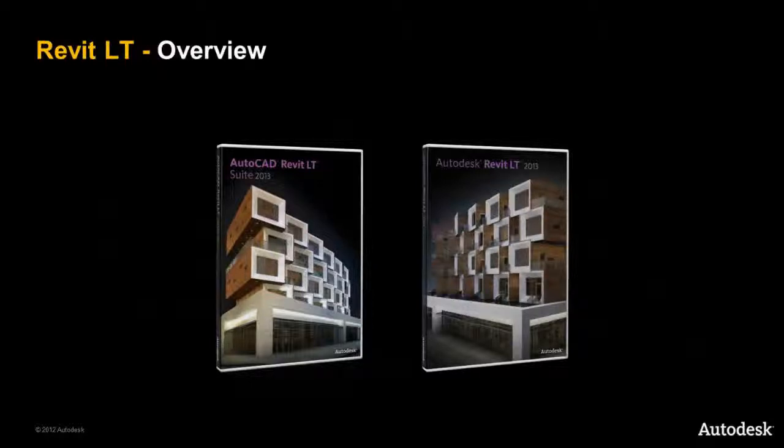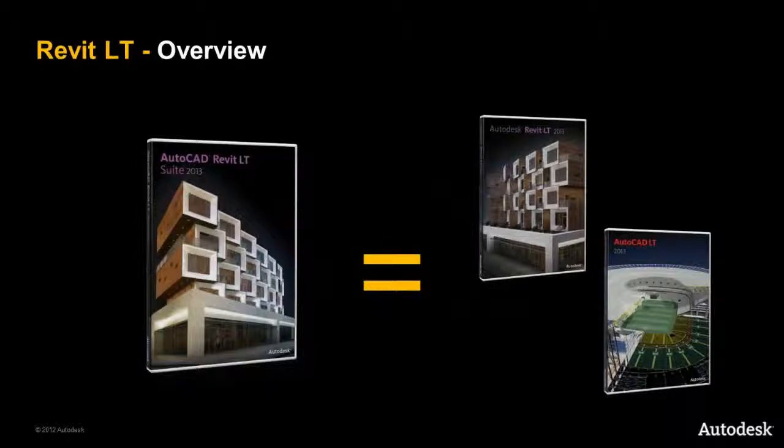We offer two versions of it. So first of all, we have the standalone version of Revit LT. This is Revit LT in the box. We also have Revit LT Suite, or I should say AutoCAD Revit LT Suite. And what that includes is both Autodesk Revit LT 2013 and AutoCAD LT 2013. So if you today are currently an AutoCAD LT user, you have an upgrade path to the AutoCAD Revit LT Suite. That will enable you to maintain both your DWG workflows and move to a building information modeling workflow as well.